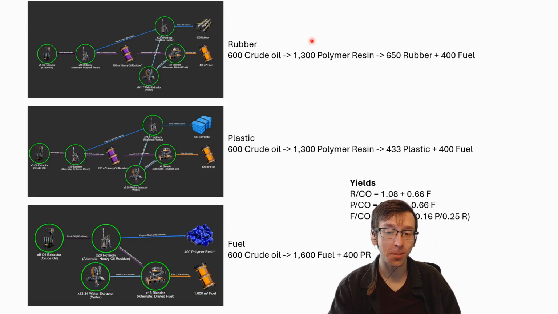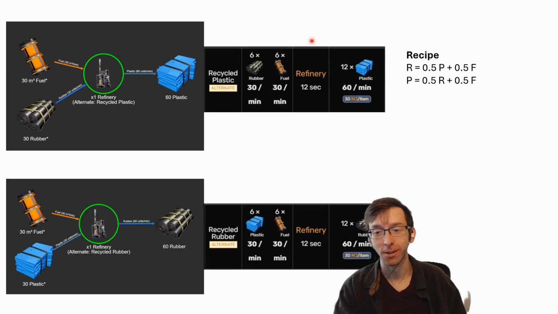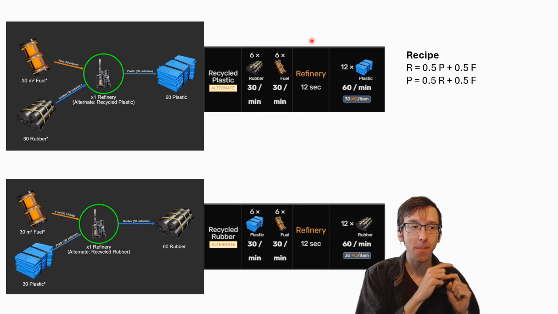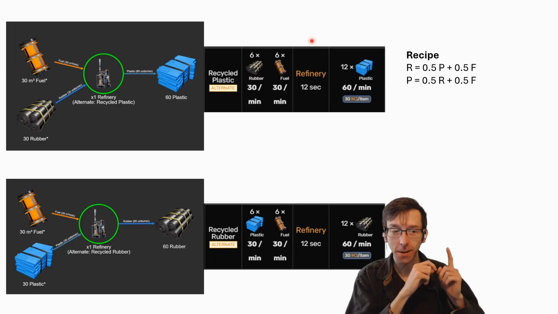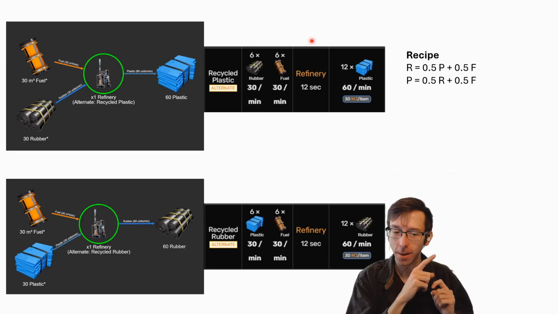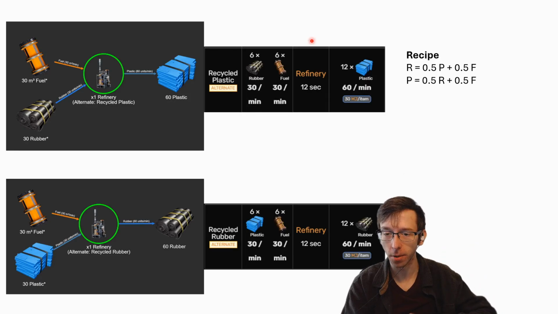Right? Most people stop at like this 60-70% yield. I got to 177, I'm like, I'm not done. There's 2 more alternate recipes. Recycled plastic and recycled rubber. Every time we were making plastic, we had fuel byproduct, and every time we're making rubber, we have fuel byproduct. Well, this is a way to do something with plastic and fuel and rubber and fuel and then turn it into more plastic and rubber.